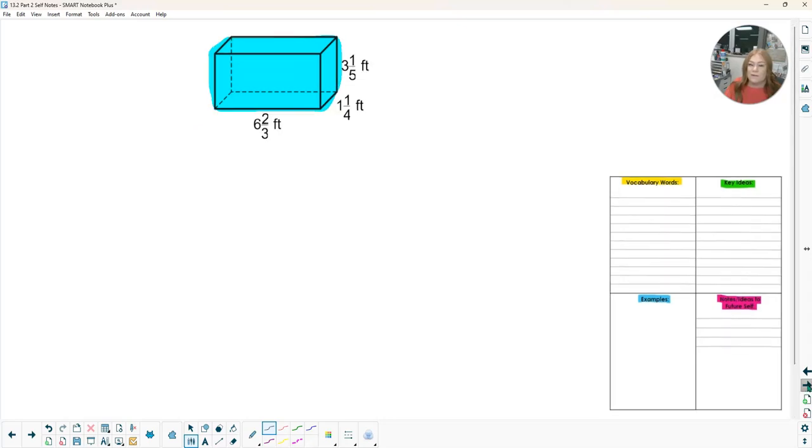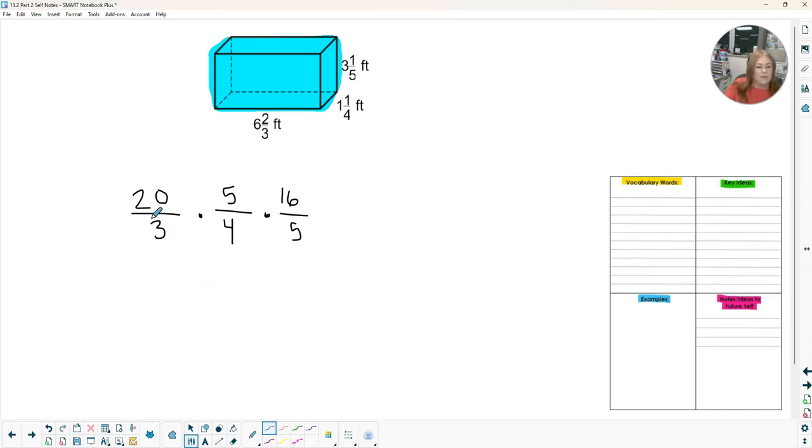So let's try another one of those. We need to make these all improper: length times width times height. So here we have 18 plus 2 is 20 over 3. I'm going to multiply that by 4 5/4. And we're going to times that by the height of 15 plus 1 is 16 over 5.